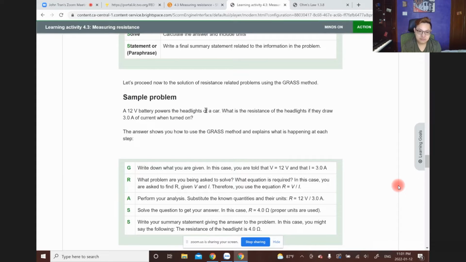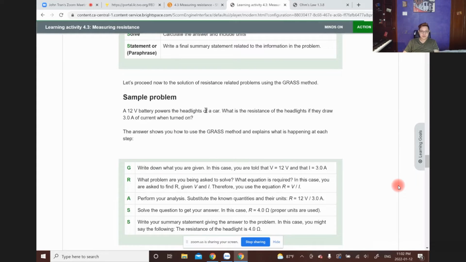Form your analysis. Substitute the known quantities and their units. R equals 12 volts divided by 3.0 amps. Okay, so you get R equals 4 ohms.